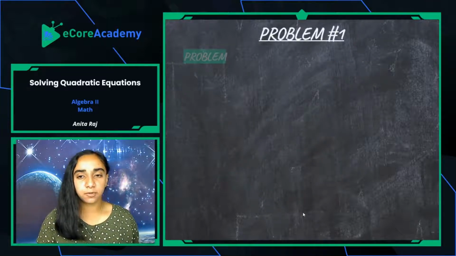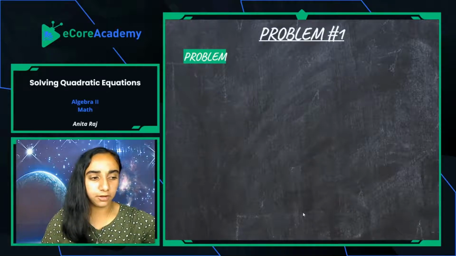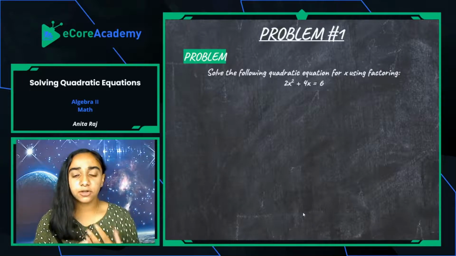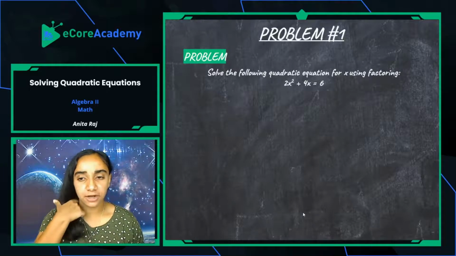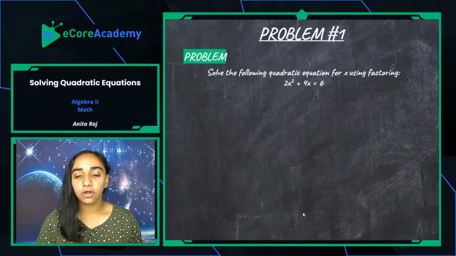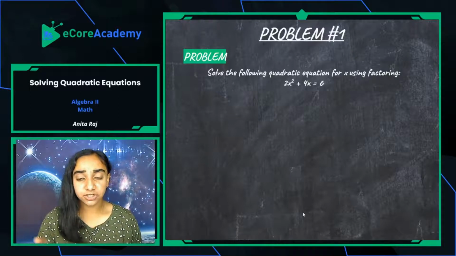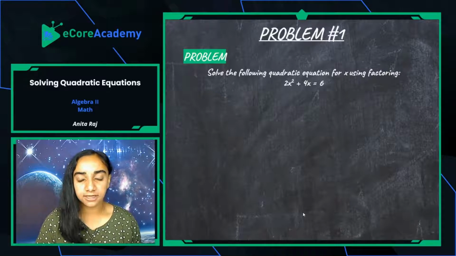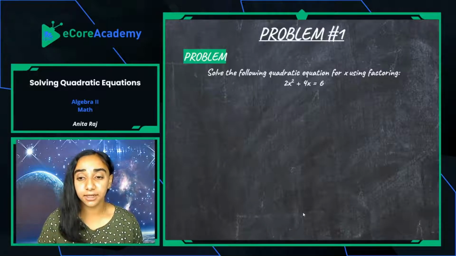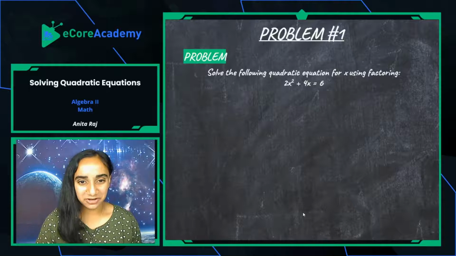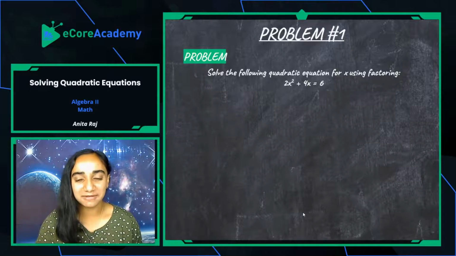Here, let's do an actual problem. This is problem number 1. I want you to solve the following quadratic equation for x using factoring. So the quadratic equation is 2x squared plus 4x equals 6. And you might be thinking, this looks nothing like what we've been doing so far. Why did you just throw this at me? Well, we're going to be solving this together. And if I break it down, hopefully it'll be easier for you to understand.